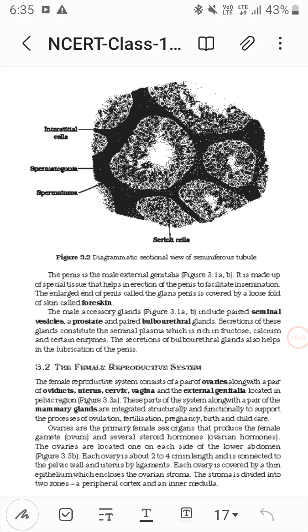Now you see the male accessory glands. These are the paired seminal vesicles, the prostate, which is not paired, and the paired bulbourethral glands. The secretion of these glands constitutes the seminal plasma. Seminal plasma is rich in fructose, calcium, and certain enzymes. The secretion of the bulbourethral glands helps in lubrication of the penis.